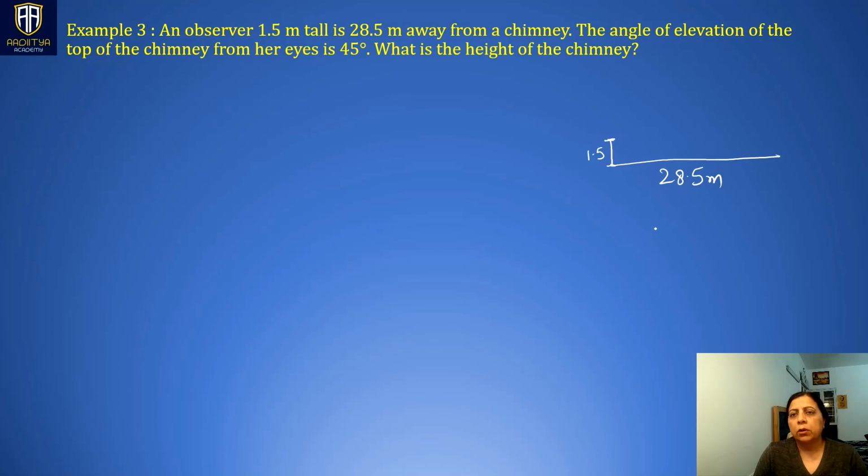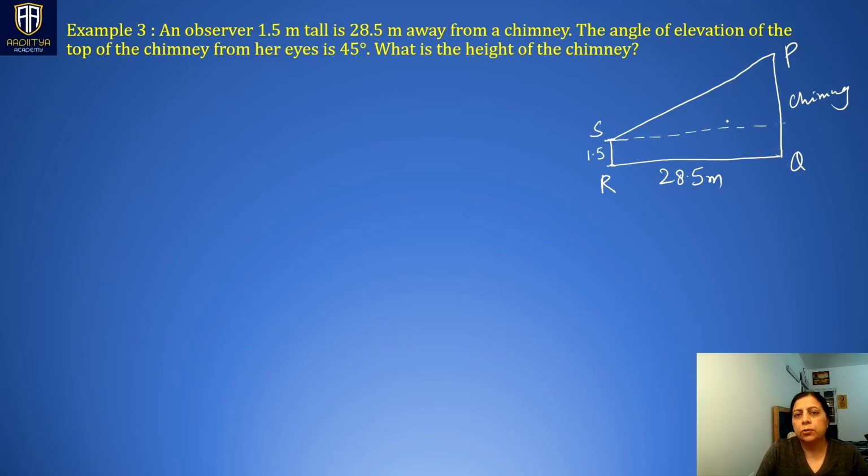The angle of elevation of the top of the chimney from her eyes. Let this be the height of the chimney, and the person is looking at the top of the chimney. So this is chimney. Let this be PQ. This be RS, height of the observer. So in this case, this is the actual triangle which is working, because since the eyes are at this level, the angle of elevation will be formed at this particular moment. The angle of elevation of the top of the chimney from her eyes is 45 degrees. So this is the figure.